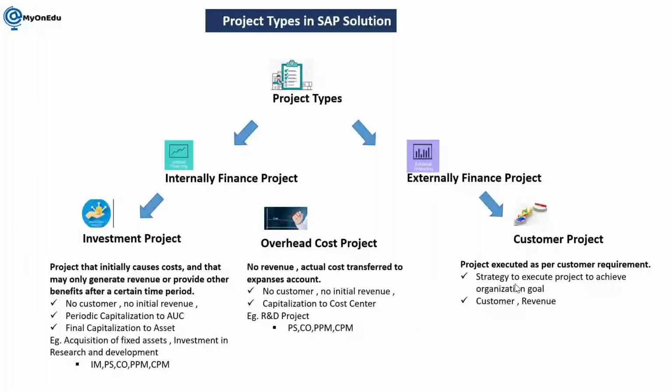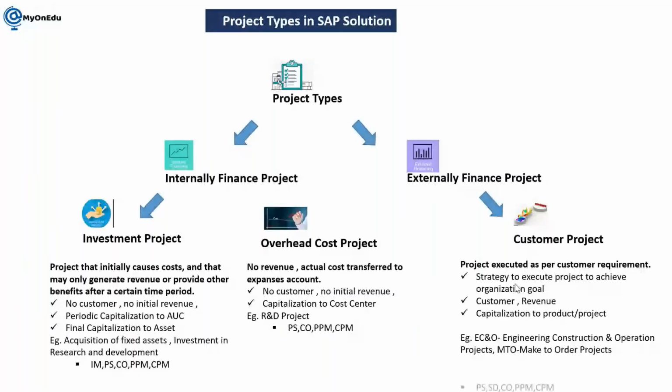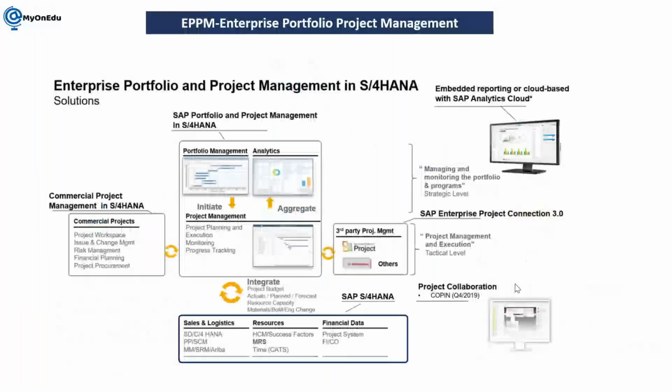Okay, next is EPPM. It is a package of multiple modules. So we have PS, PPM and CPM, and in PPM we have two submodules. One is portfolio management, another is project management. When we come back to project portfolio and project management, we will understand that we need to learn portfolio management first, and then we will move to project management. So it has two submodules.